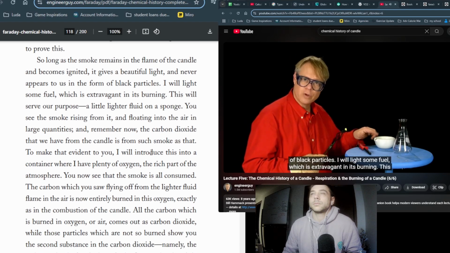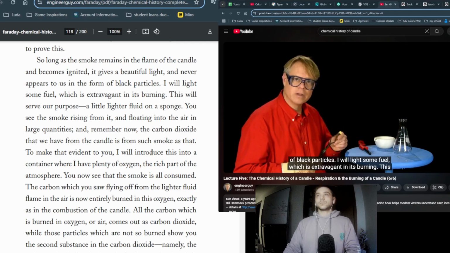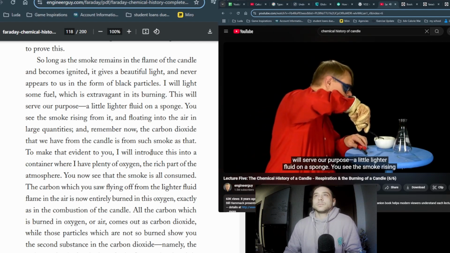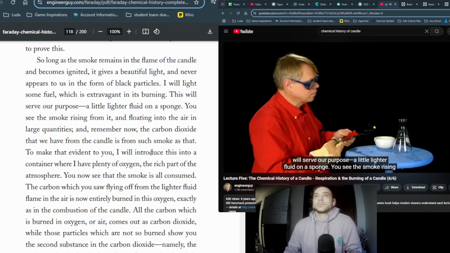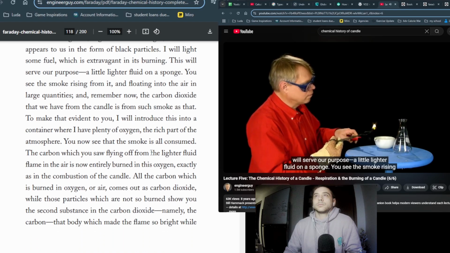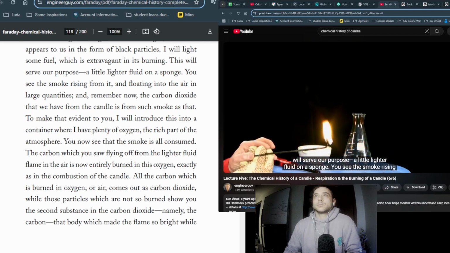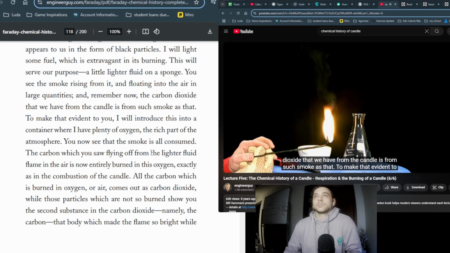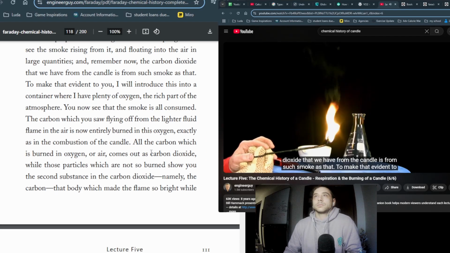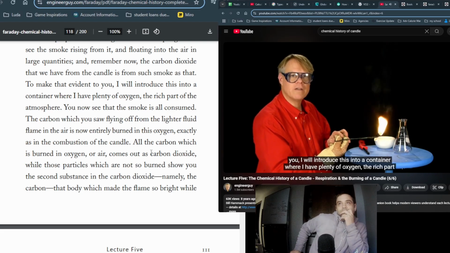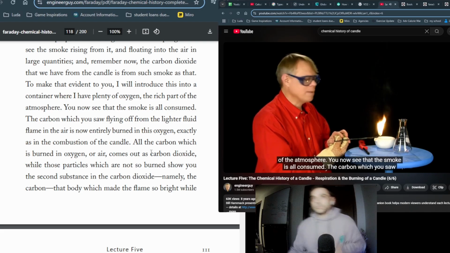I will light some fuel, which is extravagant in its burning. This will serve our purpose, a little lighter fluid on a sponge. You see the smoke rising from it and floating into the air in large quantities. And remember now, the carbon dioxide that we have from the candle is from such smoke as that. To make that evident to you, I will introduce this into a container where I have plenty of oxygen, the rich part of the atmosphere.